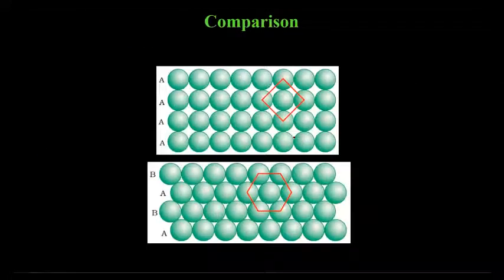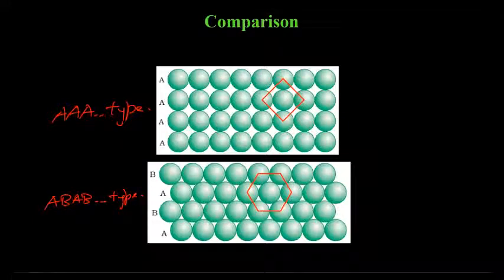Okay. So comparison wise, you need to first understand what is AA type or AAA type. This is AB, AB type. Square, hexagon.